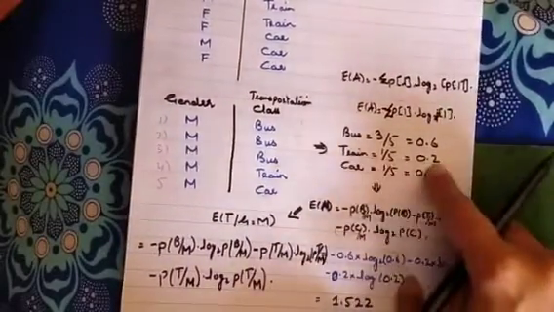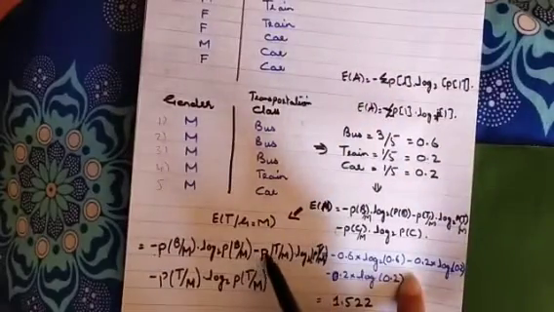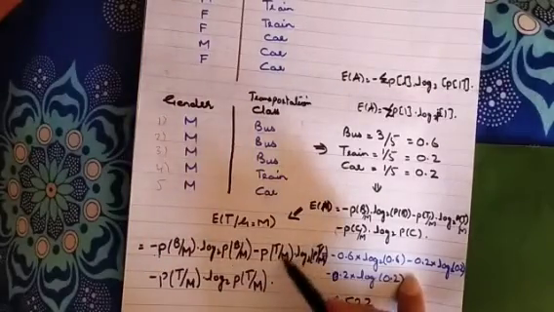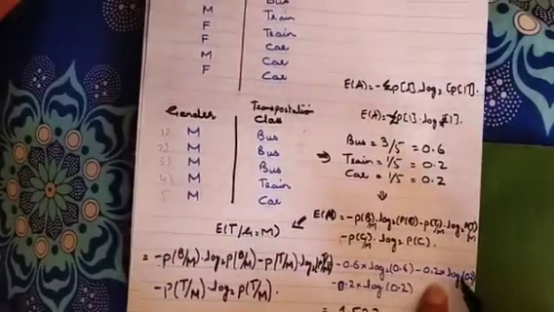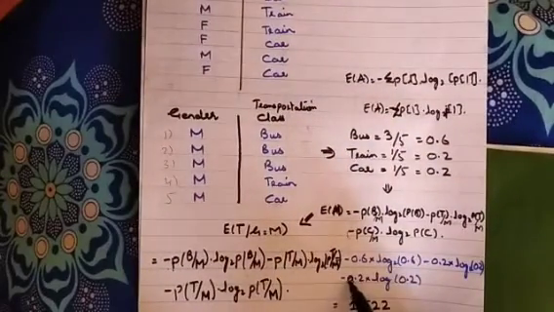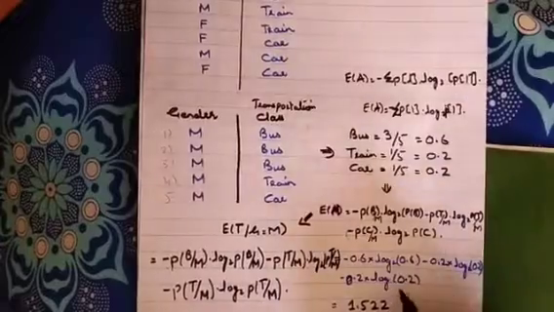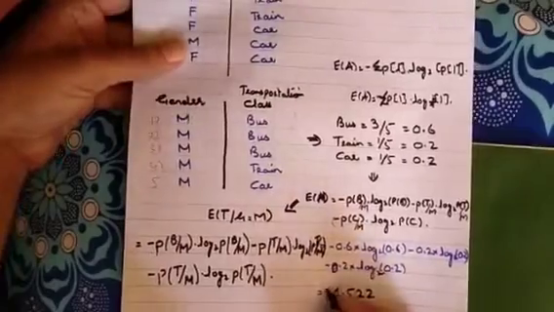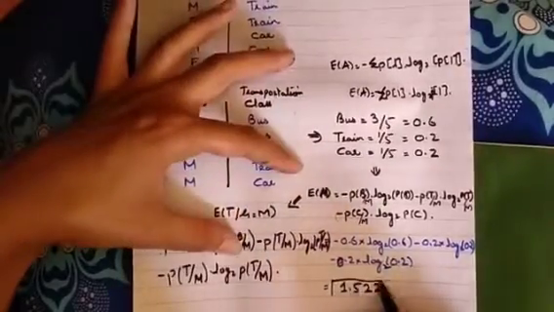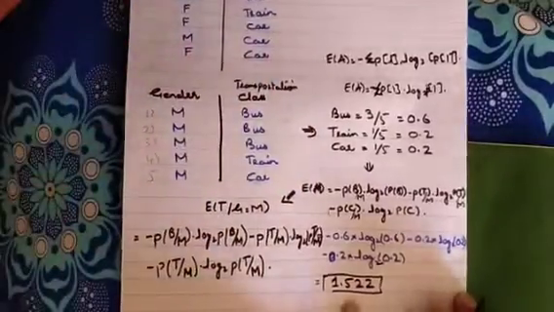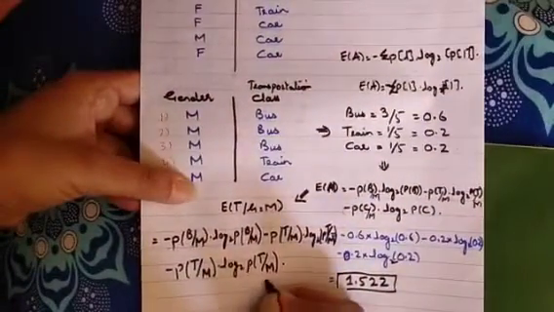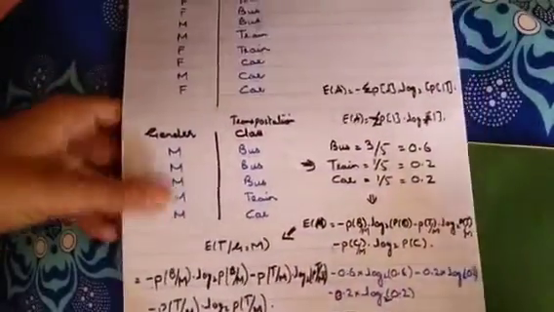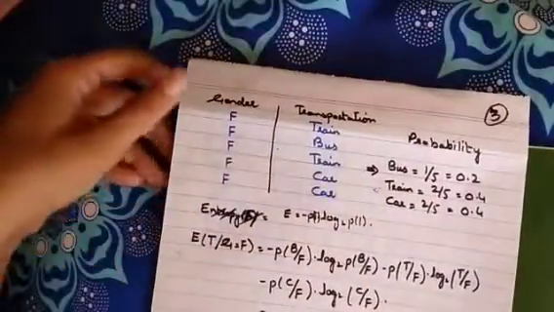Same would be the case for train. It's 0.2, so it will become minus probability of train given that the gender is male, it's 0.2 into log of 2 of 0.2. Same would be the case for car, that is minus 0.2 into log of 2 of 0.2. So if I put all of these values and calculate it, that will lead me to the entropy of 1.522, ठीक है, and that is for the entropy of transportation given that gender is male. Okay, so same would be the case for the female which we would be doing.